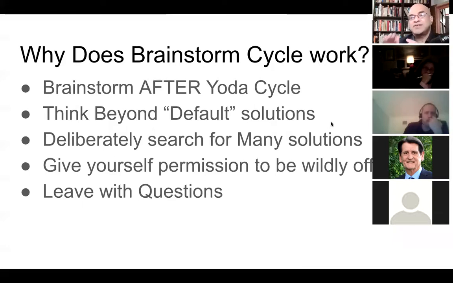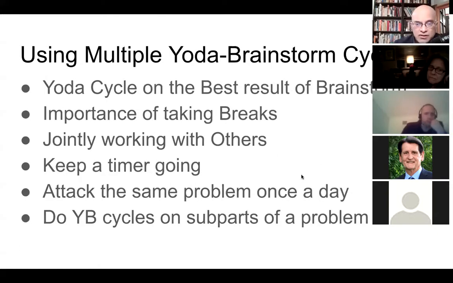Now what I want to do is step one level higher. This is the basic tool. Think of the Yoda Brainstorm Cycle as an element. Now, how can you combine this element? Assume that you've been practicing it for some time and you know how to do this. What are the various ways of combining them and what does that look like? So this is about using multiple Yoda Brainstorm cycles.